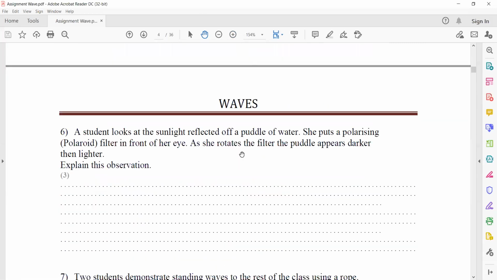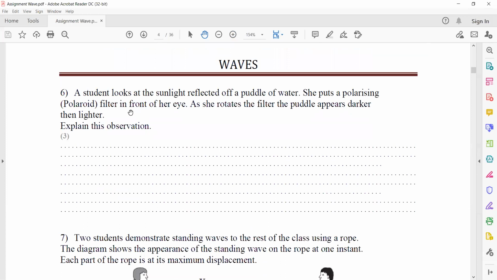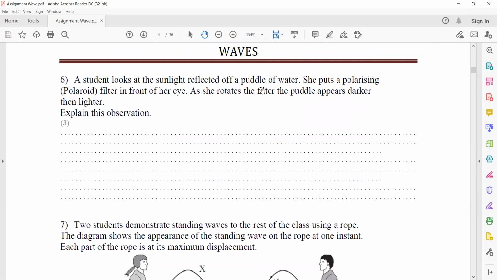The next question: a student looks at sunlight reflected off a puddle of water. She puts a polarizing filter in front of her eye. She rotates the filter and the puddle appears to be darker and then lighter. Explain this observation.